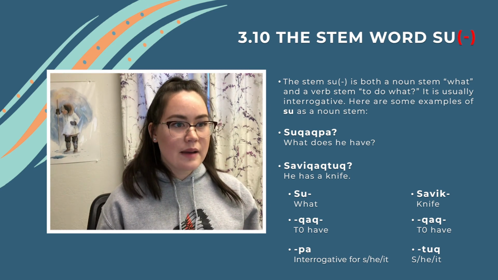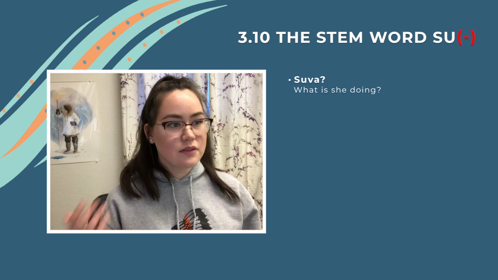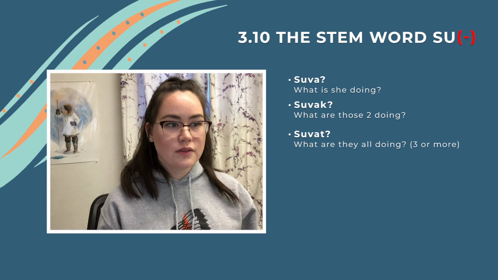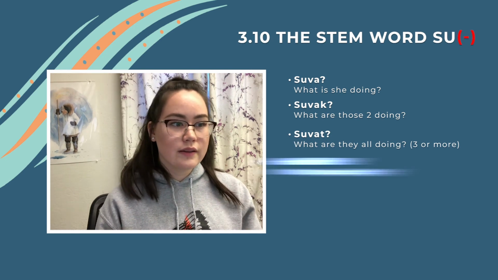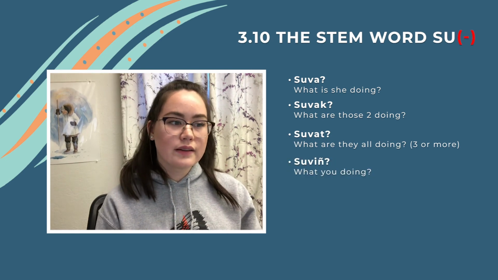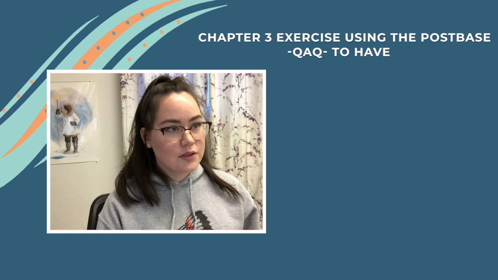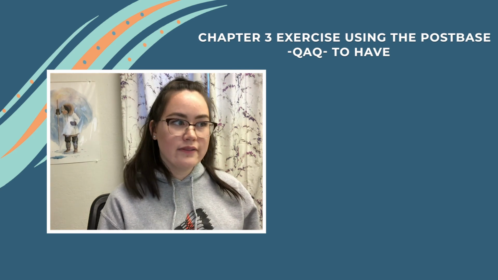Here are some examples of su as a verb stem. Suva, what is she doing? Suvak, what are those 2 doing? Suvat, what are those 3 or more doing? Suvin, what are you doing? Kukiuruk, she is cooking. So here's the chapter 3 exercise using the postbase kak, to have.